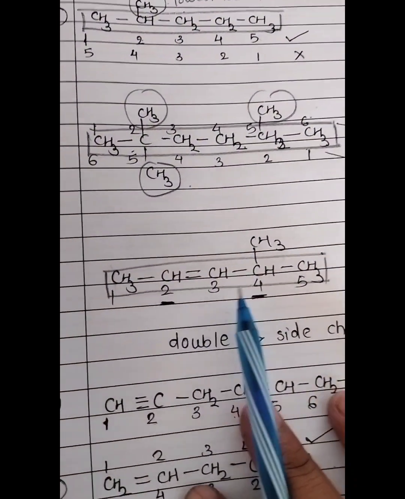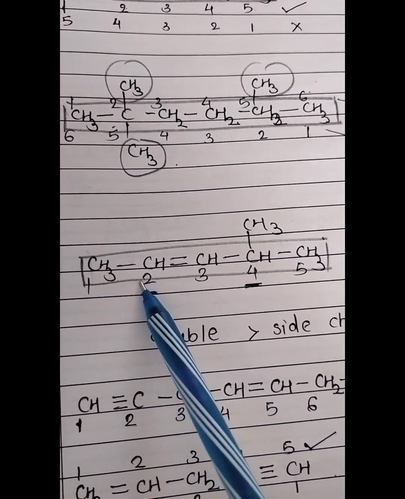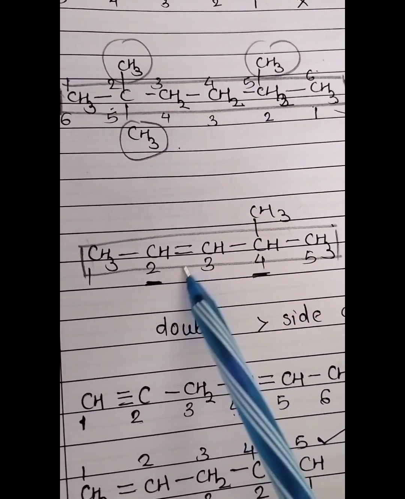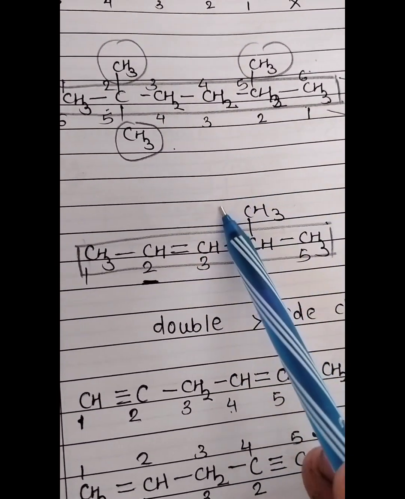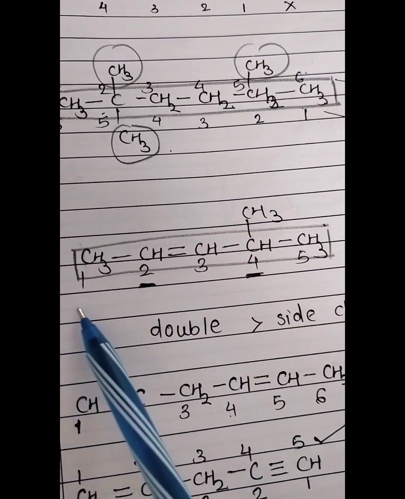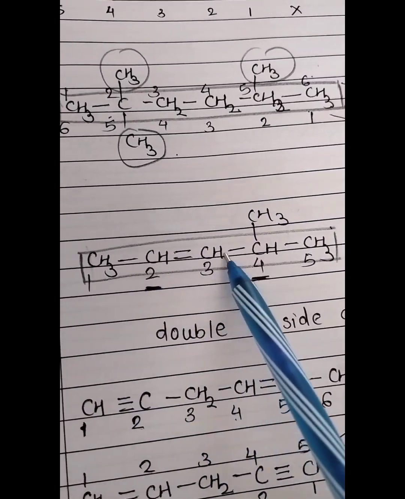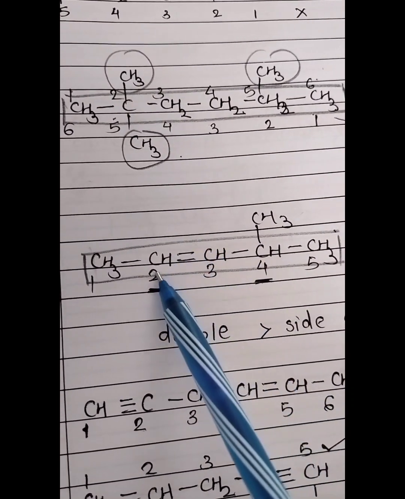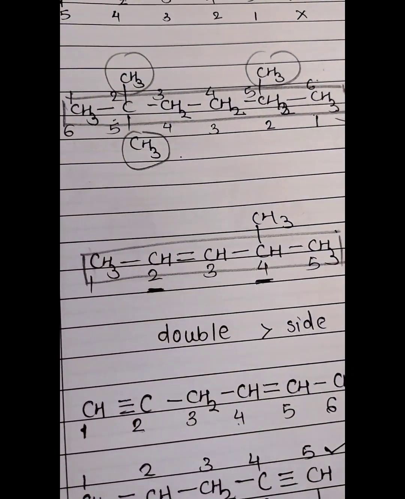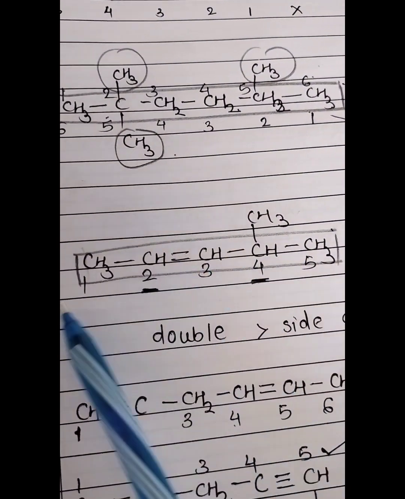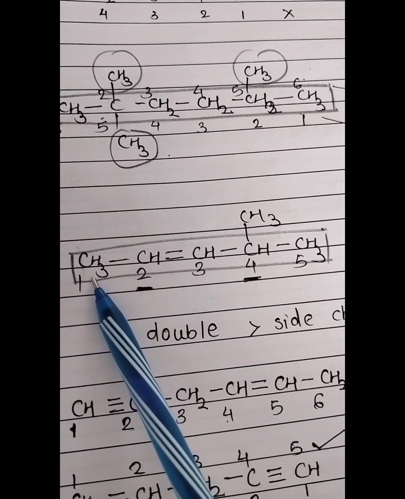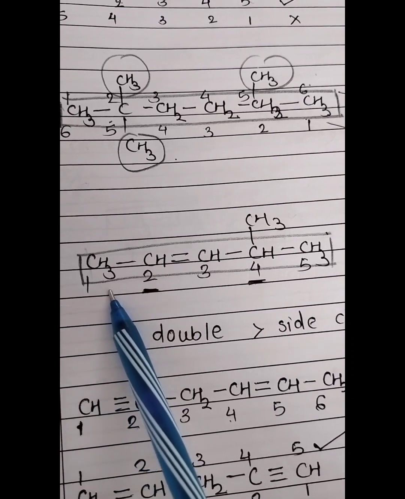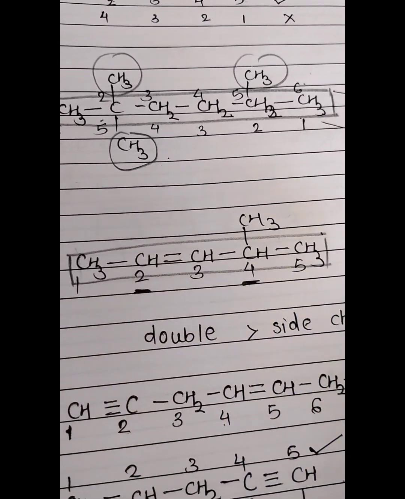Then next example, compound containing double bond and side chain or substituent. In this compound double bond is also present and side chain is also present. So first priority goes to the double bond. The carbon atoms attached to the double bond get the lowest locant number. So here we can obviously number this side 1 2 3 4 5.